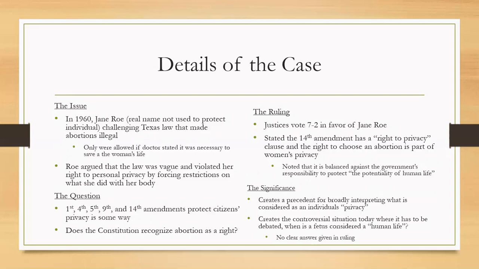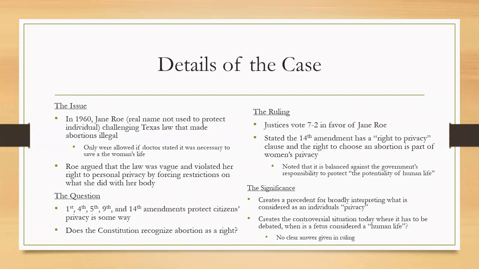Otherwise, no deal. Roe argued that this law was not only vague, but it violated her right to personal privacy by forcing restrictions on what she could do with her body. So similar to how privacy laws protect what happens in your own home, she argued that privacy laws also protect what happens inside her own body and what she does with her body. In particular, she pointed to the First, Fourth, Fifth, Ninth, and 14th Amendments and the various ways that they protect the citizens' rights to privacy. And so the question was, does the Constitution recognize abortion as a right? Does this actually qualify as part of your privacy, what you do with your body?